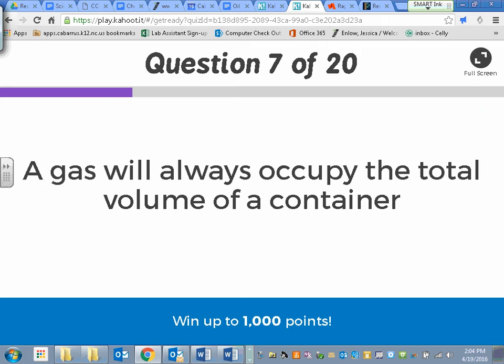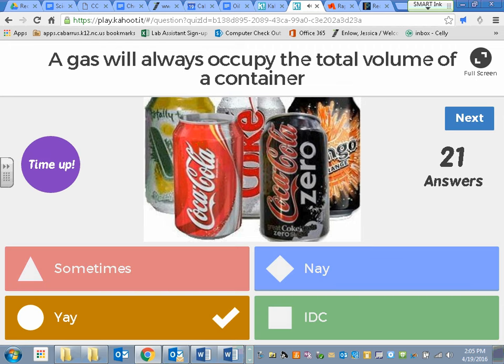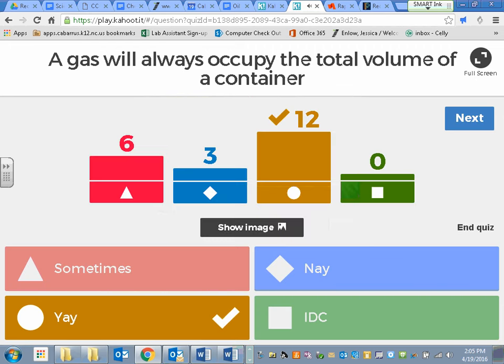Gas will always occupy the total volume of the container, true or false? Yay! How is that not something? When does it not? Because if it's in a balloon, the balloon doesn't fully expand. It's filling its volume of its container, though. It's filling the balloon. It's not like, I'm gonna stay on this half of the balloon. It fills the entire, whatever the shape of the volume of the container it is, it will take it. Oh, gotcha. I was really confusing that one.